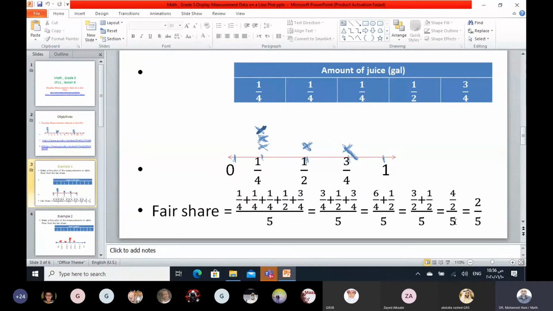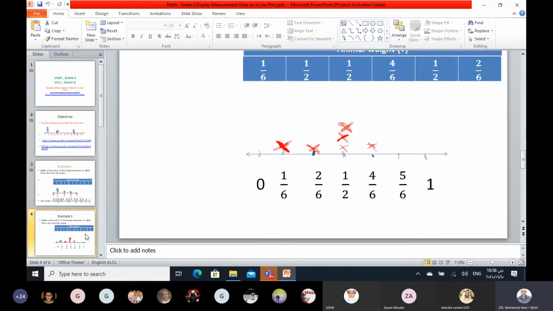And here we have 5. Now we have 4 divided by 2. 4 divided by 2 will be 2 over 5. So the fair share here will be 2 over 5. The second example.